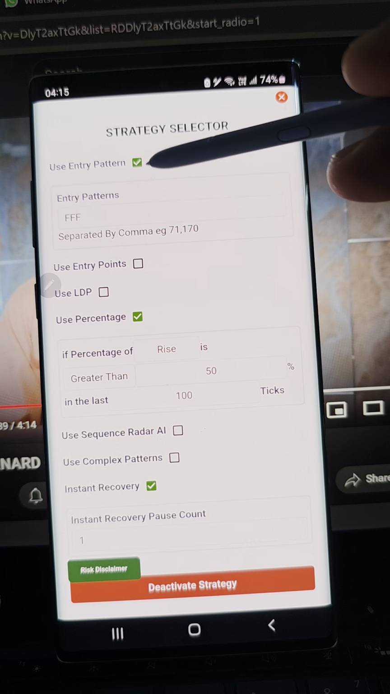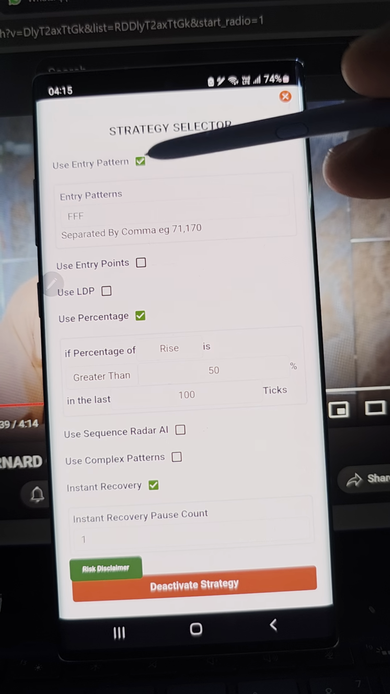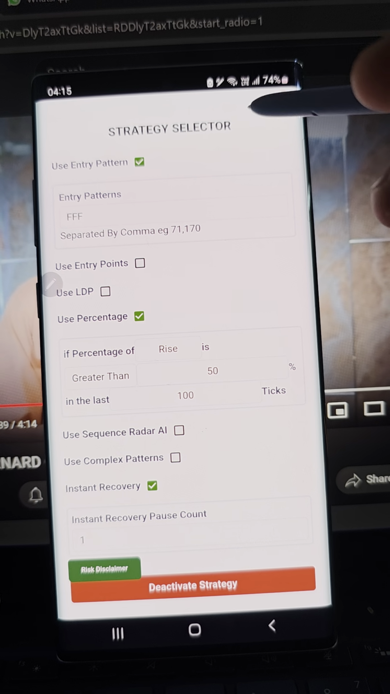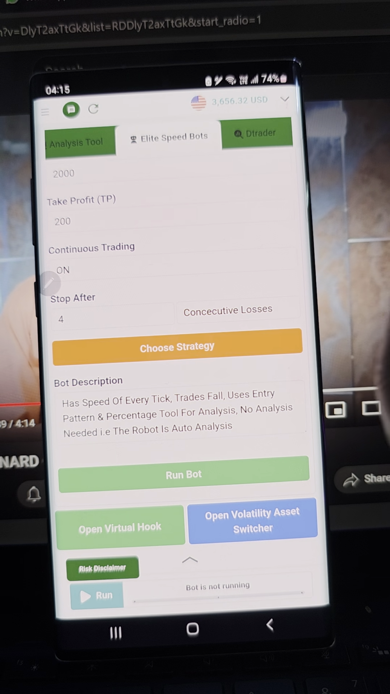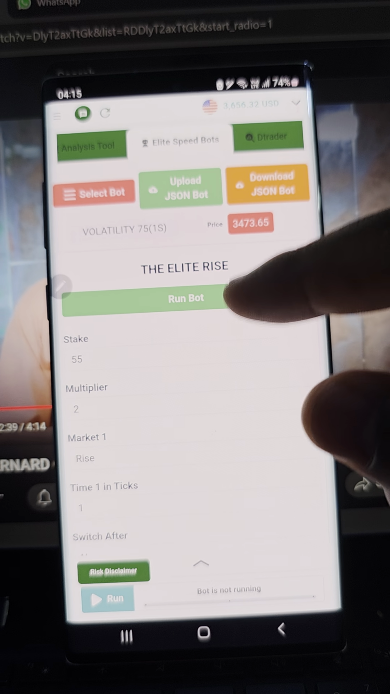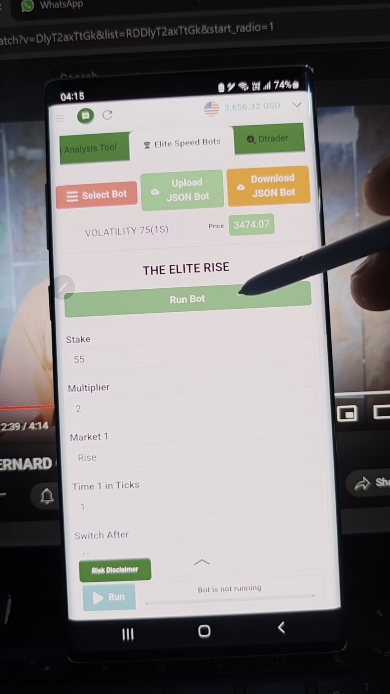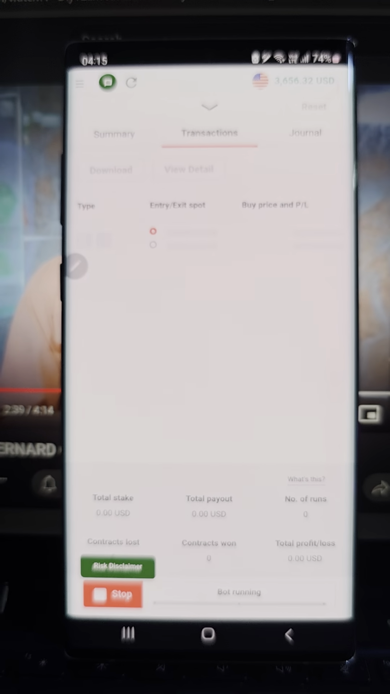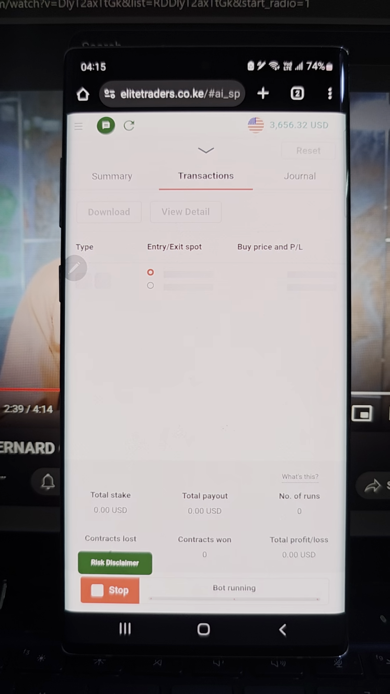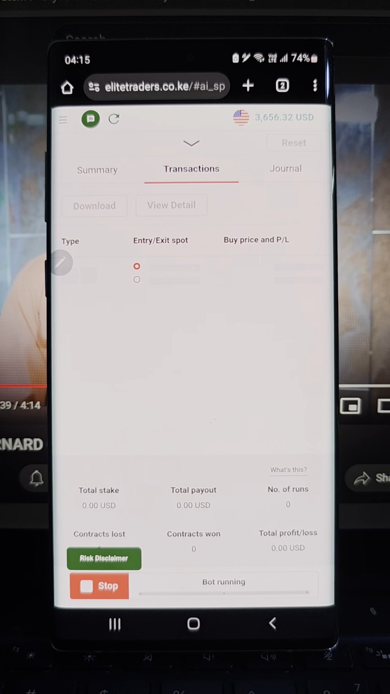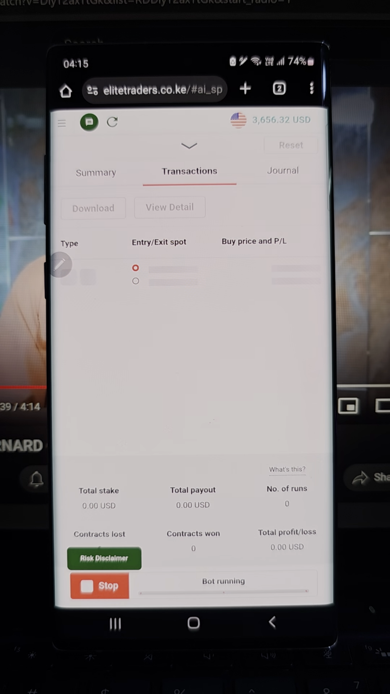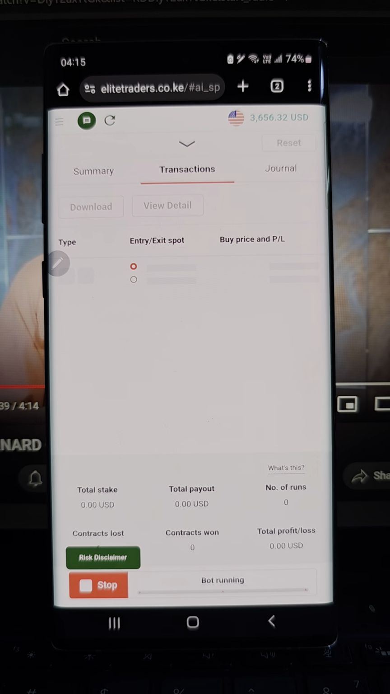That is the entry point pattern, the percentage, and the instant recovery. Of course, instant recovery helps us recover from the losses just in case we hit a loss. So then just click run, nothing more needed. The robot will do all the other stuff. You really don't mind what's happening here. And let's see what the market has for us.